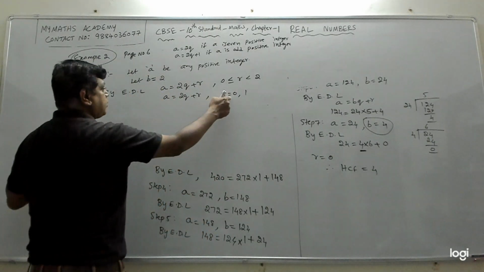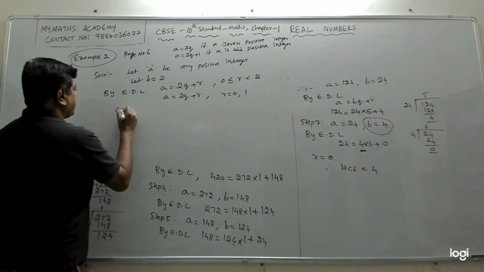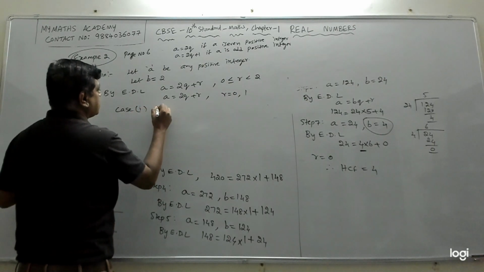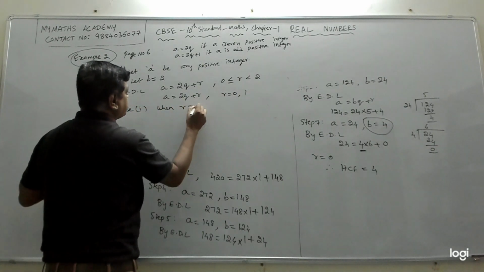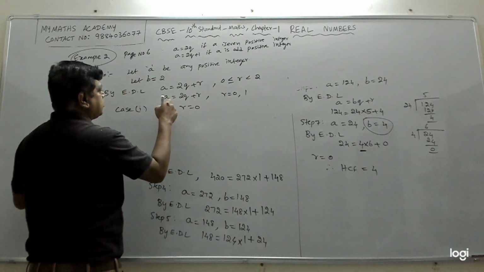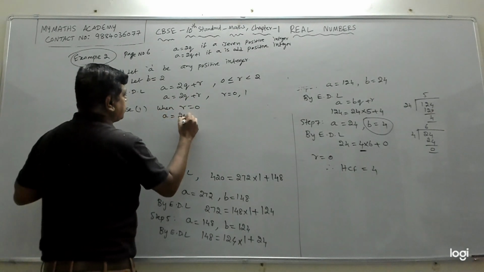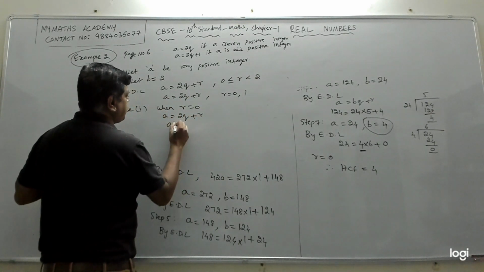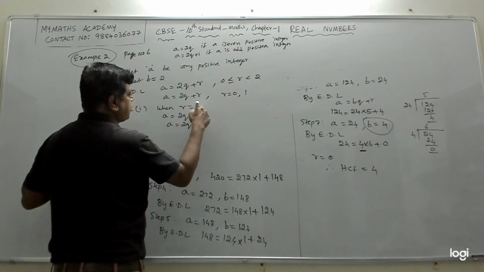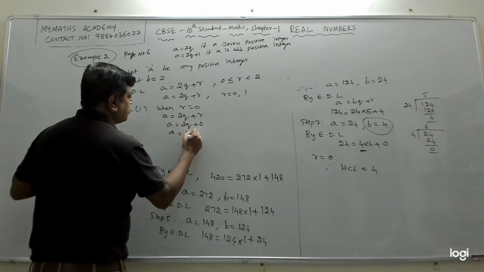Now, based on the values of R, we need to take different cases. We will take case 1. Case 1 is when R equal to 0. When R equal to 0, what does this become? A becomes 2Q plus R, so A becomes 2Q plus 0 because R is 0. Then A is equal to 2Q.